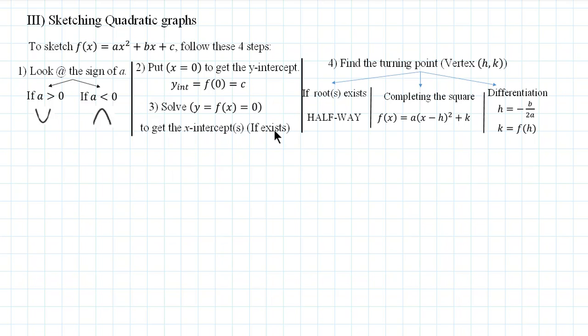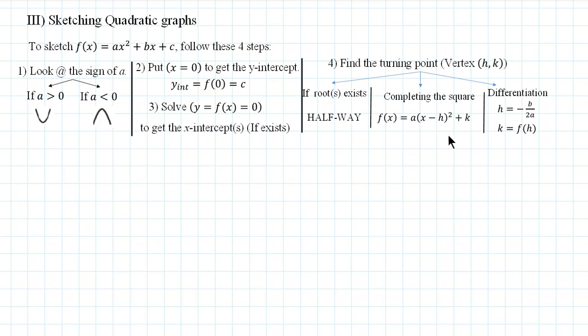And number 4, finding the turning point, or called the vertex point, which has coordinates h and k. If we have roots, then the turning point will be halfway between the two roots. If we have just one root, the curve will touch the x-axis, and at this, the intersection point or the x-intercept will be the turning point. If we don't have roots, we can either complete the square or find h to be negative b over 2a, and take this value and put it in the function to get the y coordinate of the vertex or the turning point.